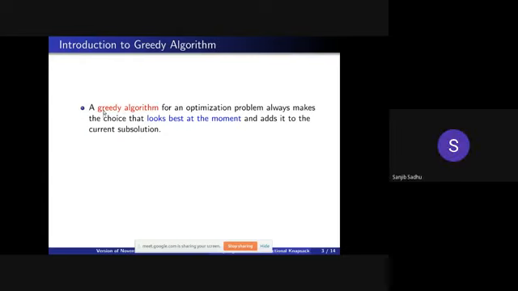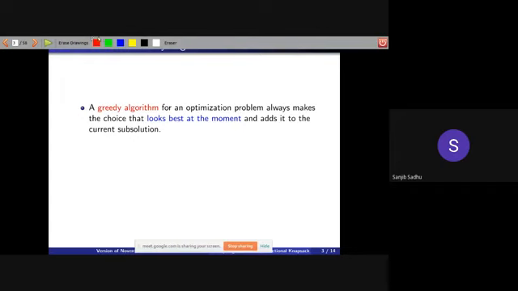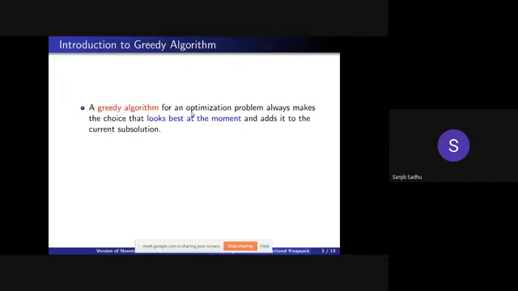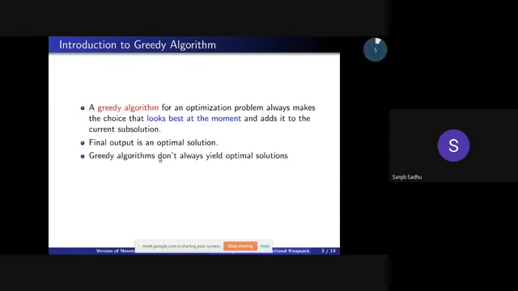So anyway, here you see the greedy algorithm. The greedy algorithm is for optimization problems. It makes a choice based on the moment, meaning local. It is based on the local optima, and the final output is meant to be an optimal solution. But you have to prove that it is optimal. I have already stated that the greedy algorithm does not always yield the optimal solution. In some cases, for some problems you will get it, and in other cases you may not get the optimal solution.